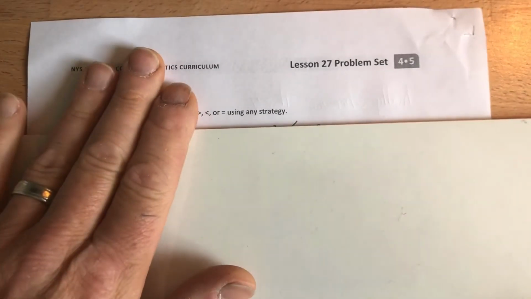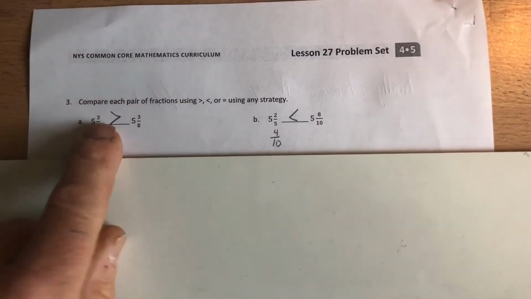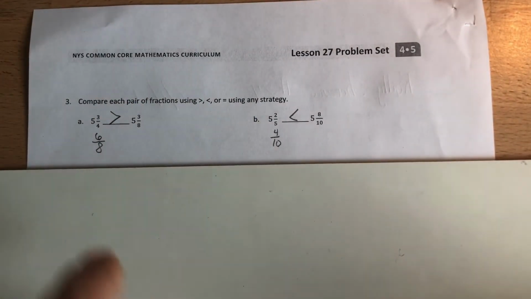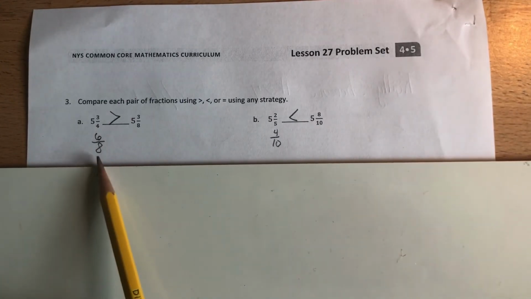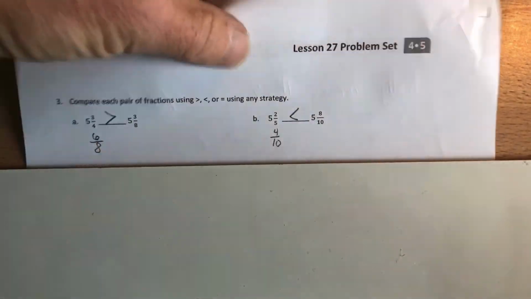All right, hopefully that was okay for you. So here we go. We're going to go over the answers to the back of the problem set. So A and B, I got greater than and less than right here, okay? You can see where I did my work underneath. I changed the fractions so I got common denominators, and it was pretty easy to tell.